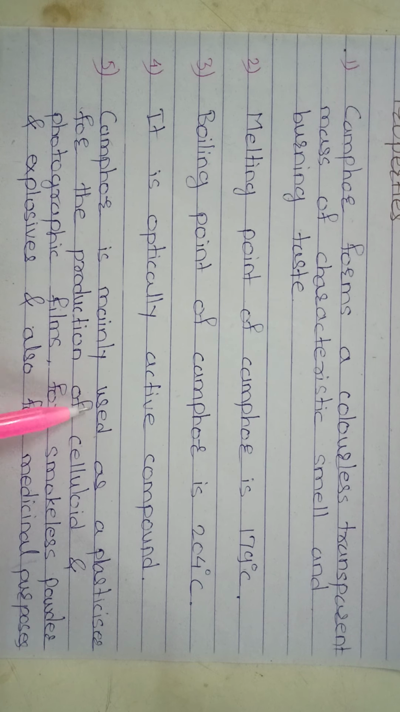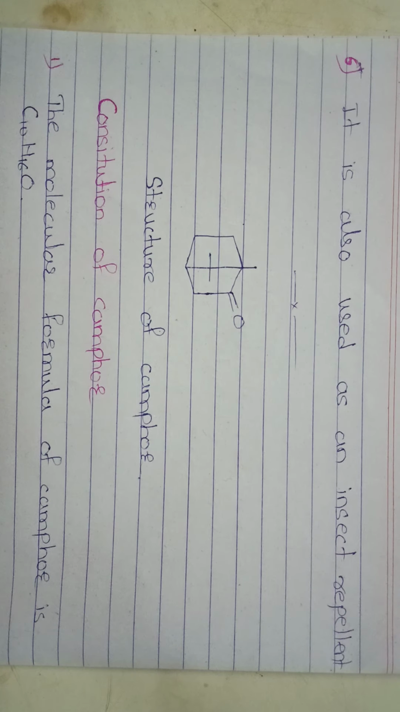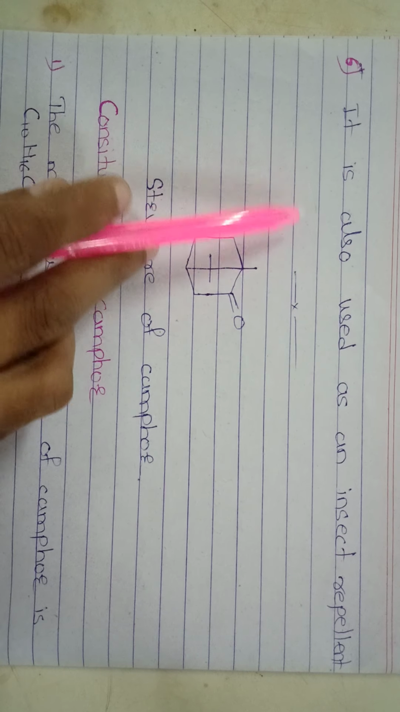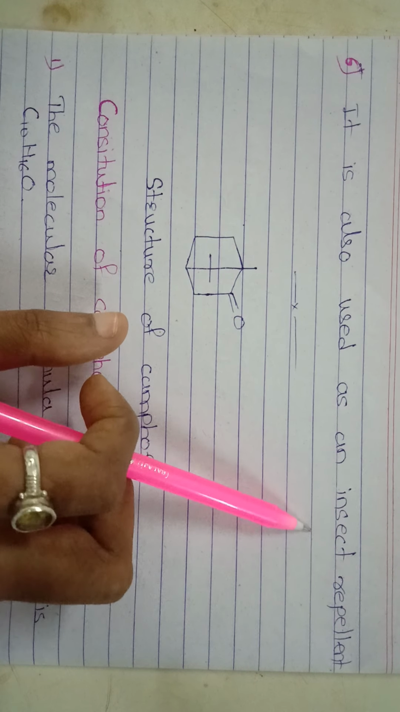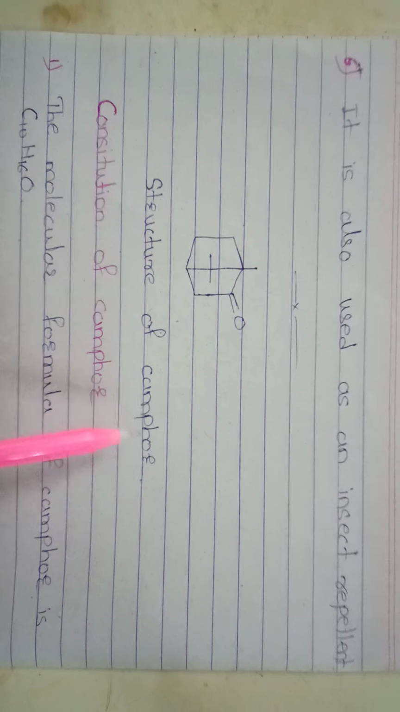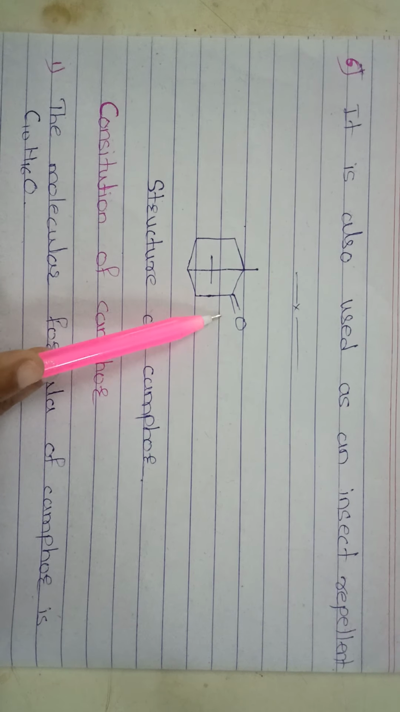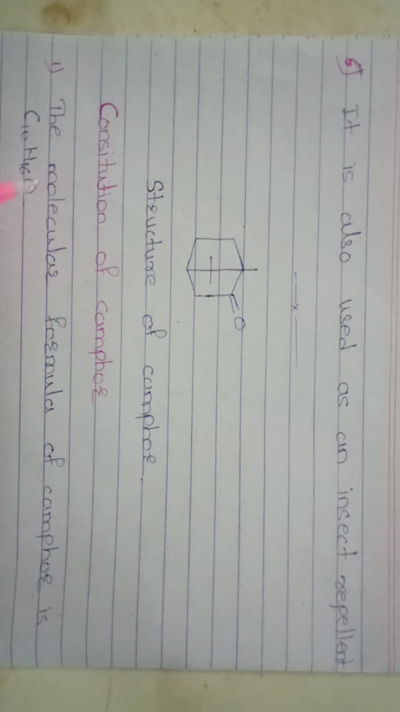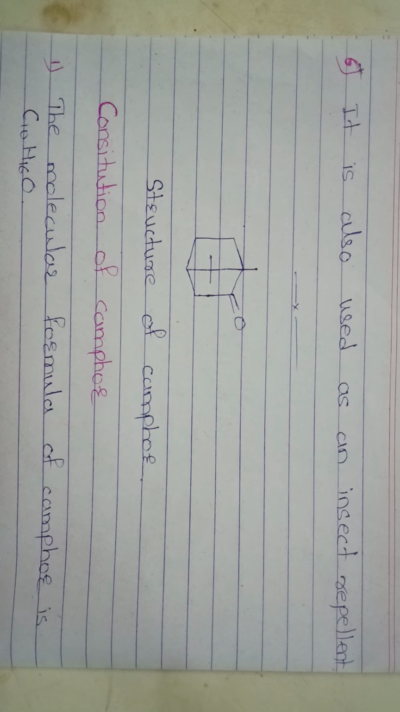Camphor is mainly used as a plasticizer for the production of celluloid and photographic films, for smokeless powder and explosives, and also for medical purposes. The last point is that it is also used as an insect repellent. This is the structure of camphor. Camphor contains one oxygen atom.